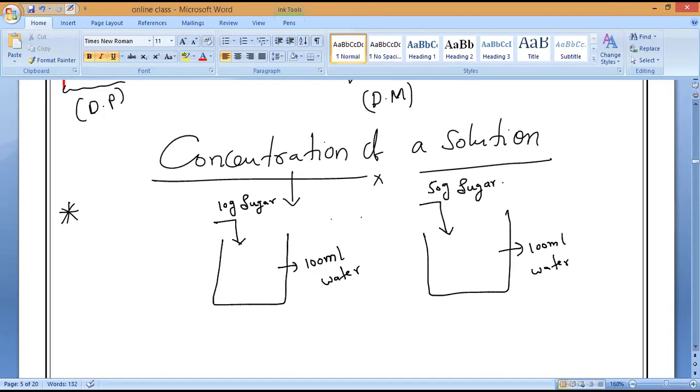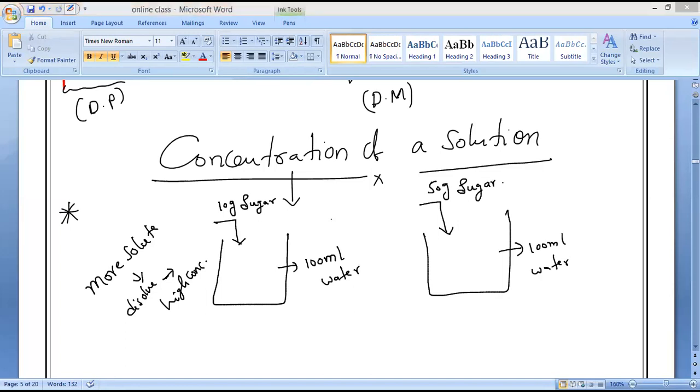So whether a solution has high concentration or low concentration is decided by only one factor. What is that? How much solute is dissolved. If more solute is dissolved, we call it high concentration. If less solute is present in the solution, then we say it is low concentration. Is it right or wrong? Everybody, tell me fast.